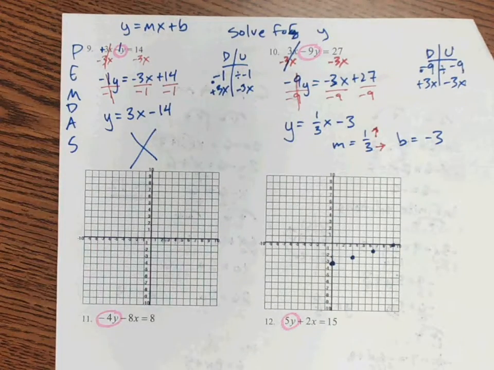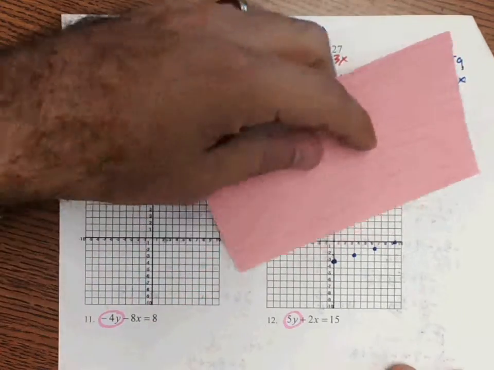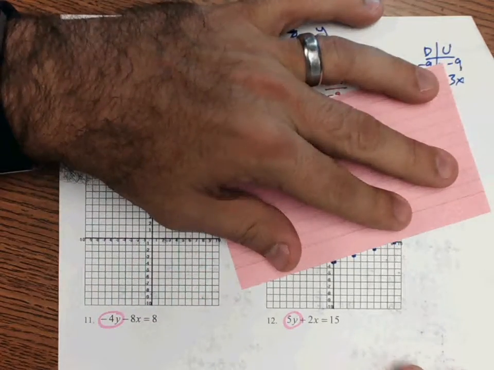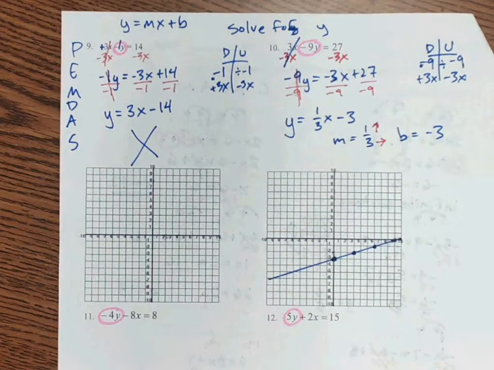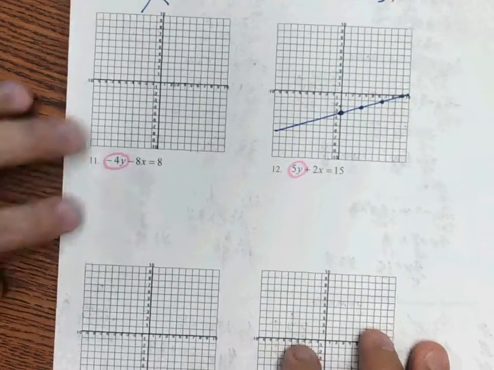Okay, so there are my points. Pardon me for a second while I get something to make a straight line with, because I took my ID off already. I'm going to use this index card to make a straight line. That's my line. Next question.